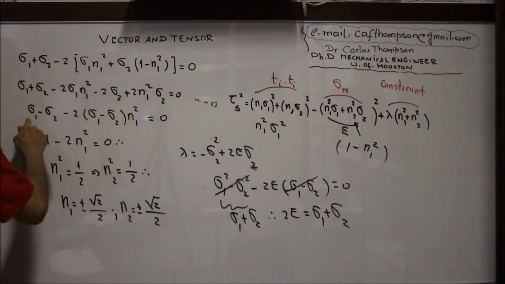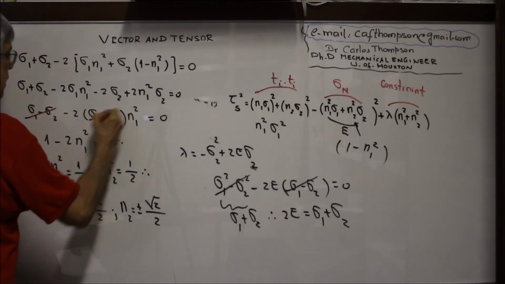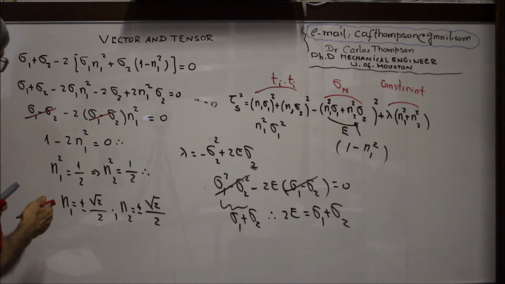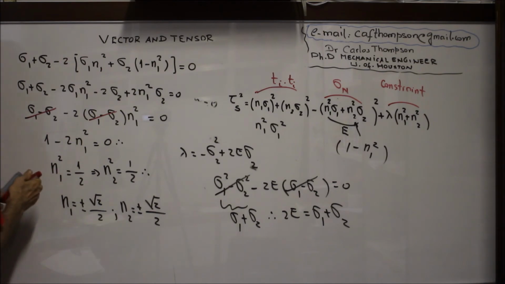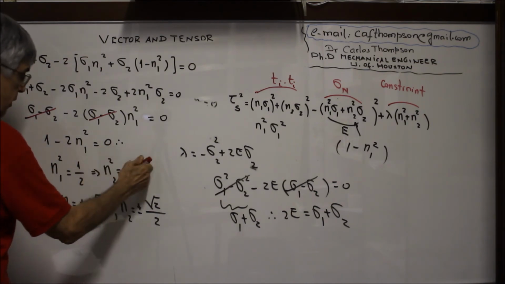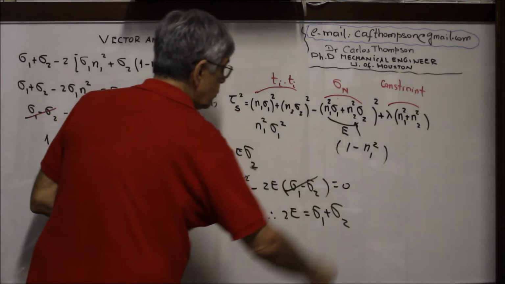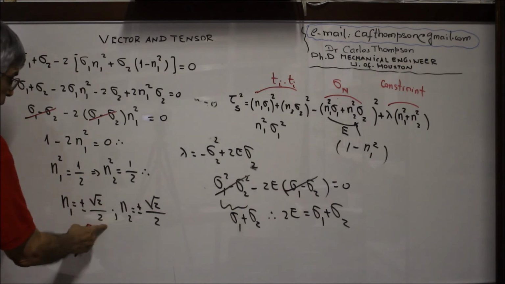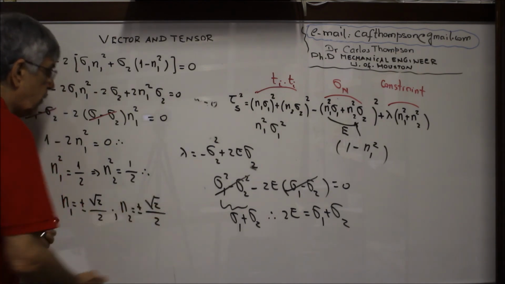Since sigma 1 is different from sigma 2, I can simplify. So 1 minus 2 n1 squared is equal 0. So n1 squared is 1/2. n2 squared is also 1/2, because n1 squared plus n2 squared is equal 1. So n1 is plus or minus square root of 2 divided by 2. Likewise, n2 is plus or minus square root of 2 divided by 2.